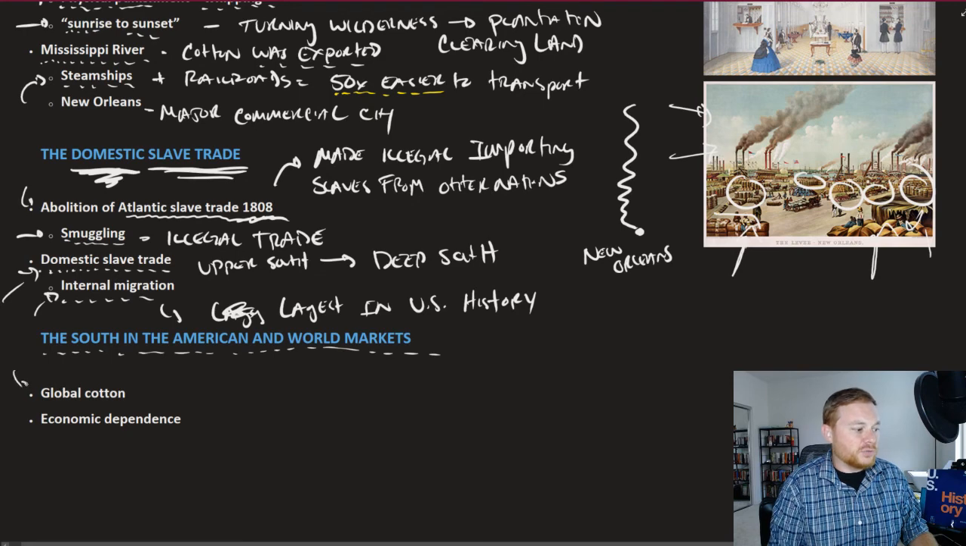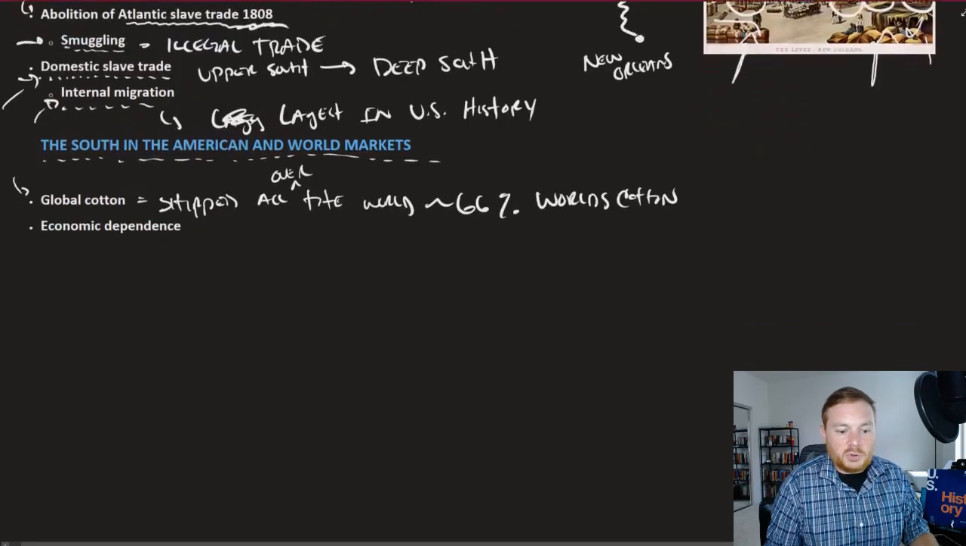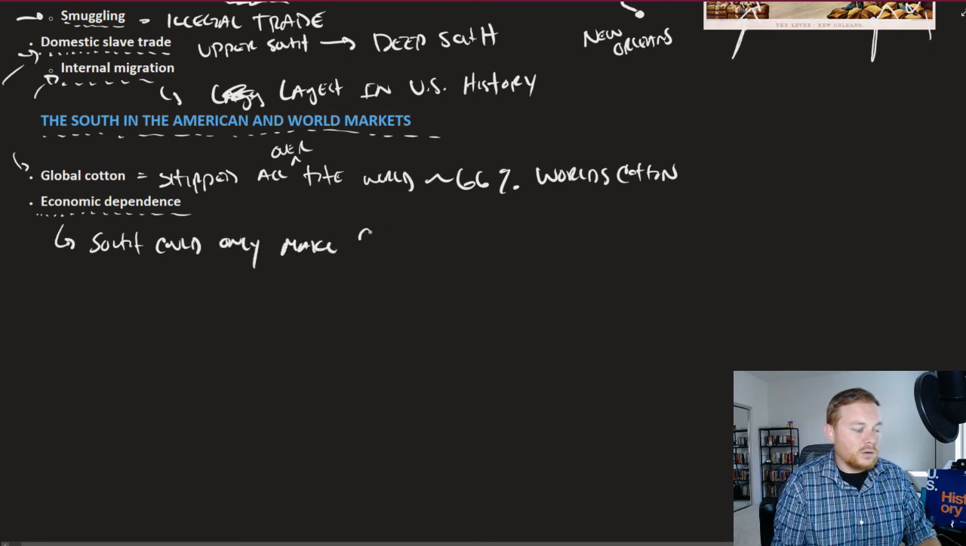In terms of where the South stands in the global economy, like I mentioned before, cotton was shipped all over the world. The United States came to produce about 66% of the world's cotton. But also, even though it was very valuable, even though the South made a lot of money off of cotton, one thing that it also transformed the South into was a form of economic dependence. In other words, the South could only make money so far as others buy cotton.